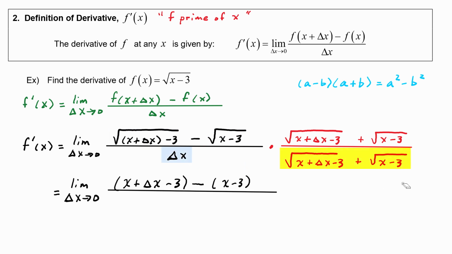Now in the denominator, we just have to multiply straight across. So we have delta x times the quantity square root of x plus delta x minus 3. Then we have this plus sign here, and the radical x minus 3.